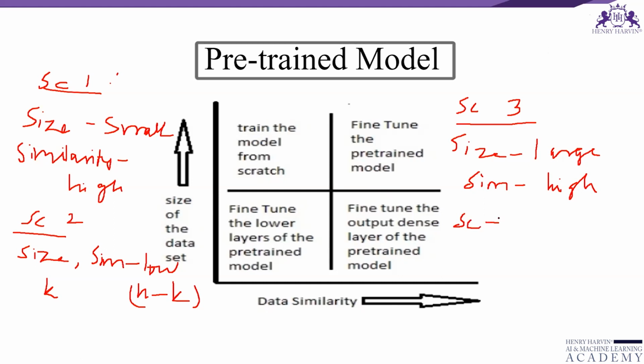So let me write scenario 4 now. What would it be? Yes, you are right. Size is going to be large and the similarity is going to be low. So here what will happen? We have a large data set, so our neural network training could be more effective, right? But since the data we have is very different compared to the data used for training the pre-trained model, the predictions made using the pre-trained model should not be very effective. So it is best to train the neural network from scratch, right? Fine. So it is clear, I guess, right?